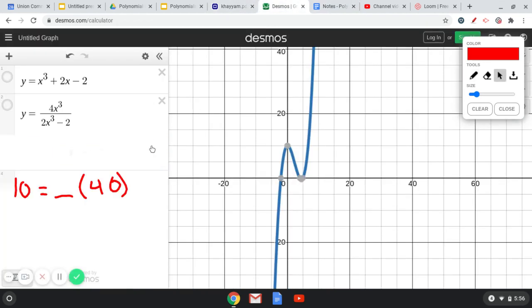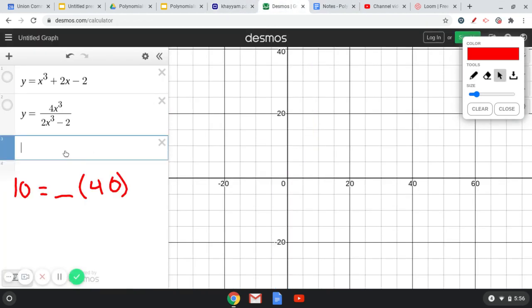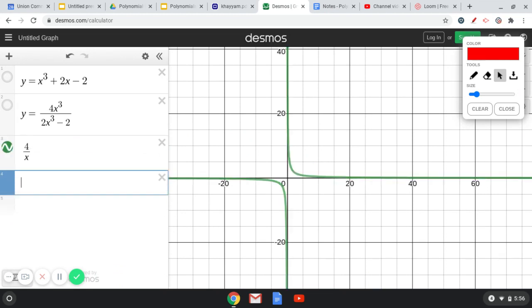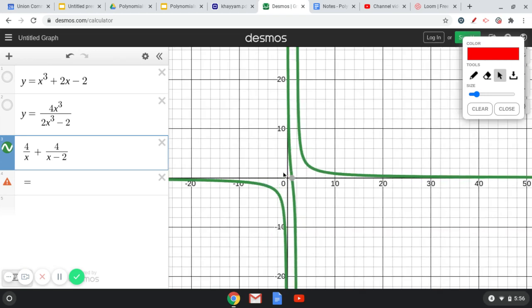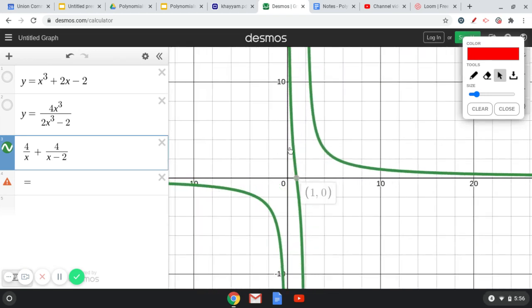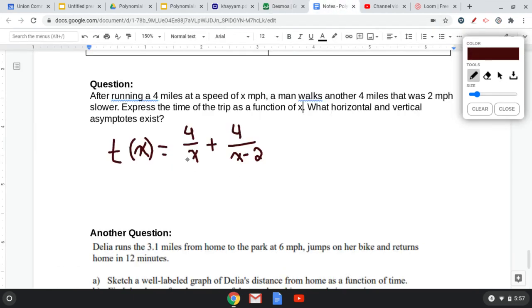Let's go ahead and graph this, and let's see. So we've got 4 over x plus 4 over x minus 2. We've got a bunch of these. We've got asymptotes at 0. We've got a vertical asymptote at 0, which accounts for this one. And then we've got vertical asymptotes at 2. That accounts for this one. And we have a horizontal asymptote at 0. So we'll talk about the algebraic reasons why.